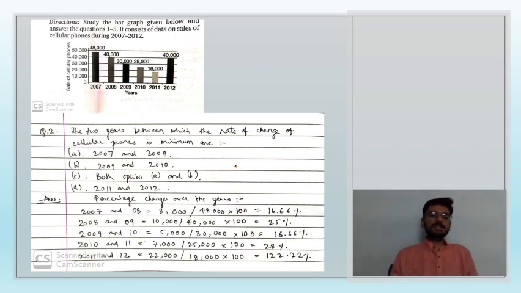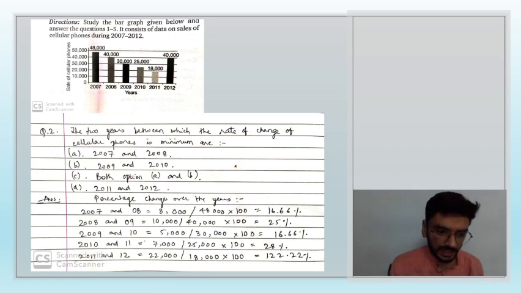So what I have done is compared it yearly, looking at the percentage changes over the years. We'll just see from 2007 to 2008. The difference between them is 8,000. So 8,000 divided by 48,000 into 100, the percentage change comes out to be 16.66%. In 2008 and 2009, the difference comes out to be 10,000. So 10,000 divided by 40,000 into 100, that comes out to be 25%.